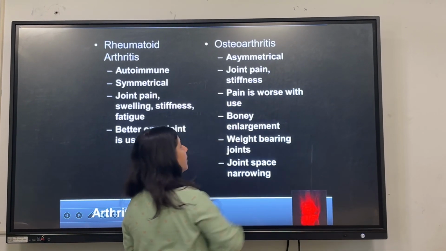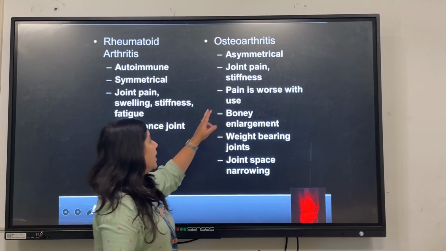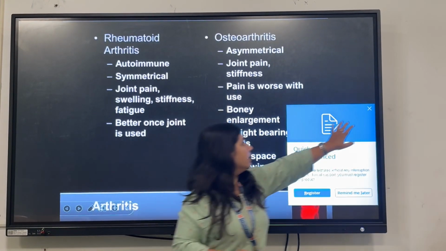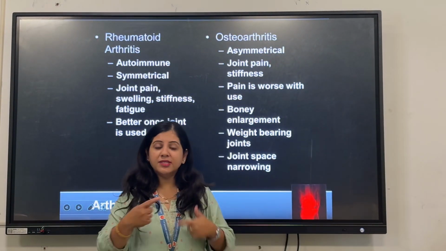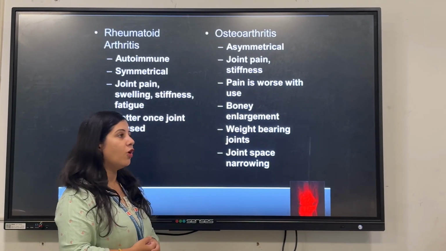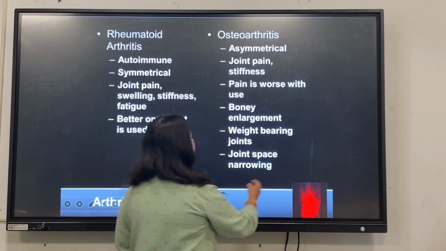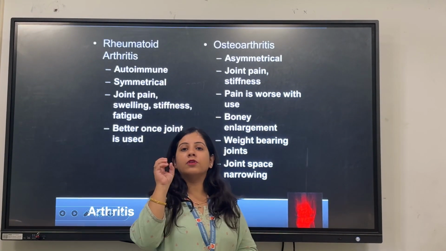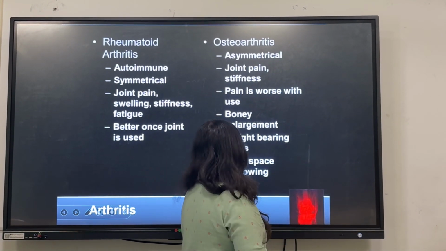Also the same joint pain and stiffness. The pain is worse with use. That means when the patient is climbing stairs or walking, they will complain of pain. Then there is bony enlargement, which means the bones become enlarged.